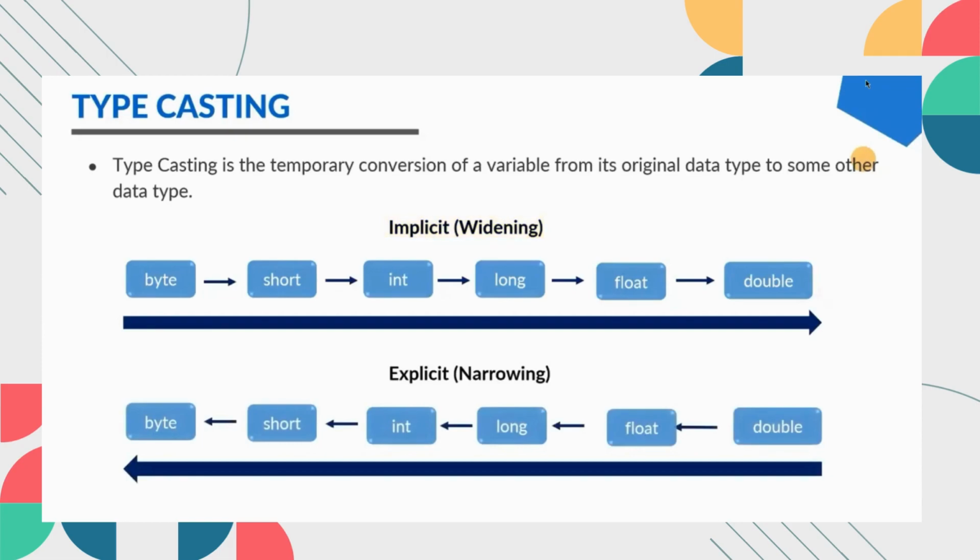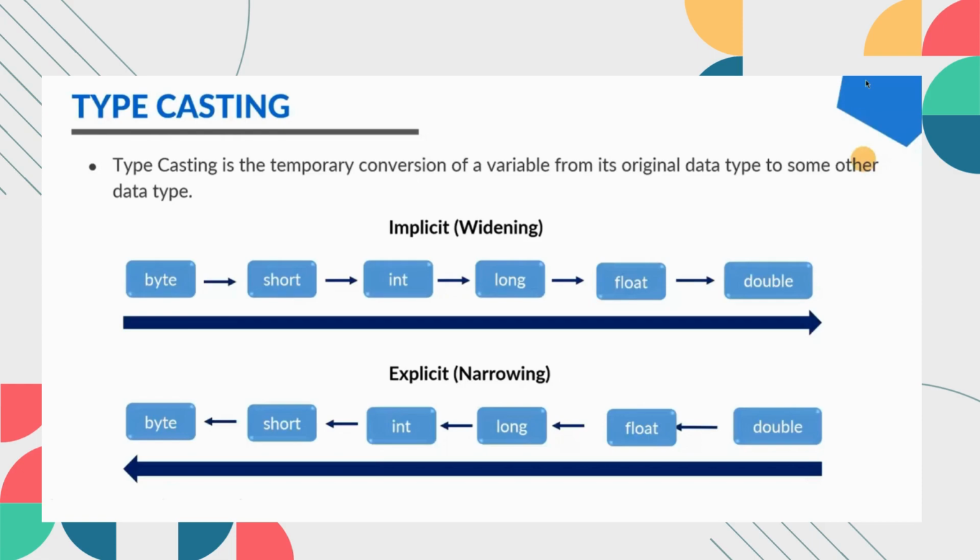There are two types of typecasting. One is implicit typecasting, which is also known as widening, and another is explicit typecasting, which is known as narrowing, because typecasting in Java can be done both manually and automatically. When we say automatically, it is implicit or widening typecasting. When it says manually, it is explicit or narrowing typecasting.